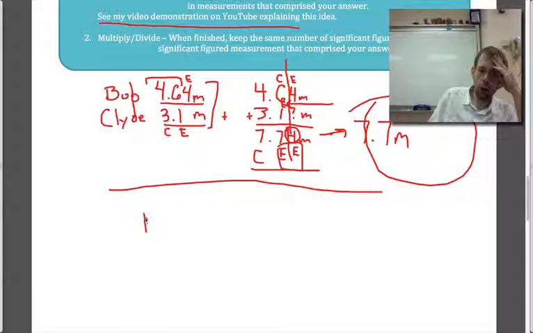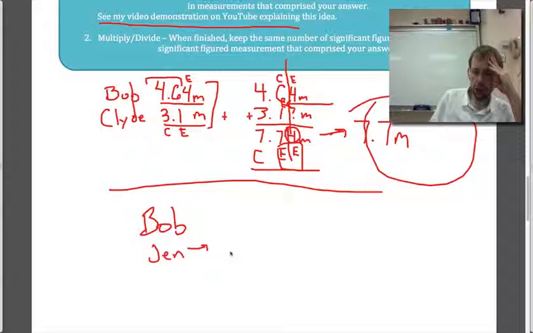So let's go with Bob and Jen. Okay, you're trying to find the surface area of a desk. So you can wrap it in aluminum foil for a prank on a friend, because you want to get back at him for punking you, like Ashton Kutcher. Oh, God, I hate that guy. Anyway, so you're going to aluminum foil his whole house.